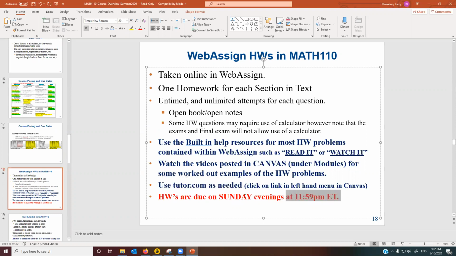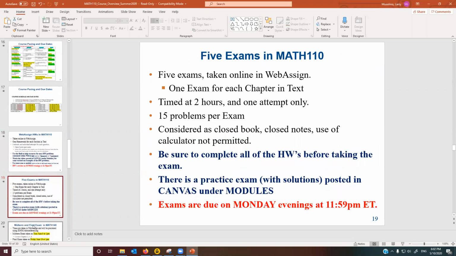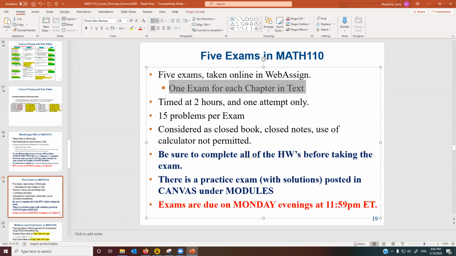Keep in mind, all the homeworks are due Sunday evenings at 11:59 p.m. Eastern Time. Okay? Folks, you'll be taking 5 exams in WebAssign, 1 exam for each chapter. These are going to be timed 2 hours, 1 attempt only, 15 problems. They're considered closed book, closed notes, and use of a calculator is not permitted. So be sure to thoroughly work through all of the homeworks ahead of time.